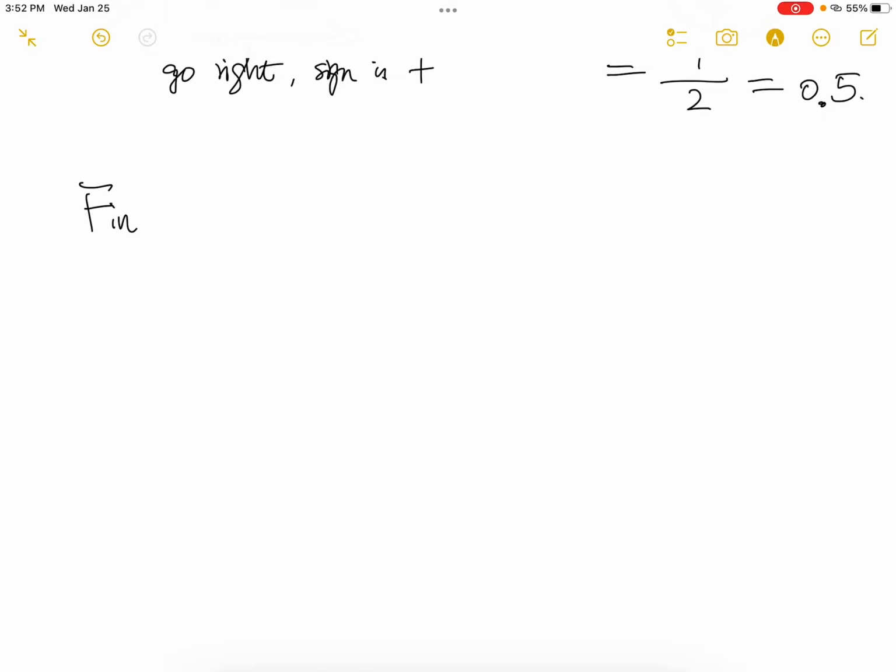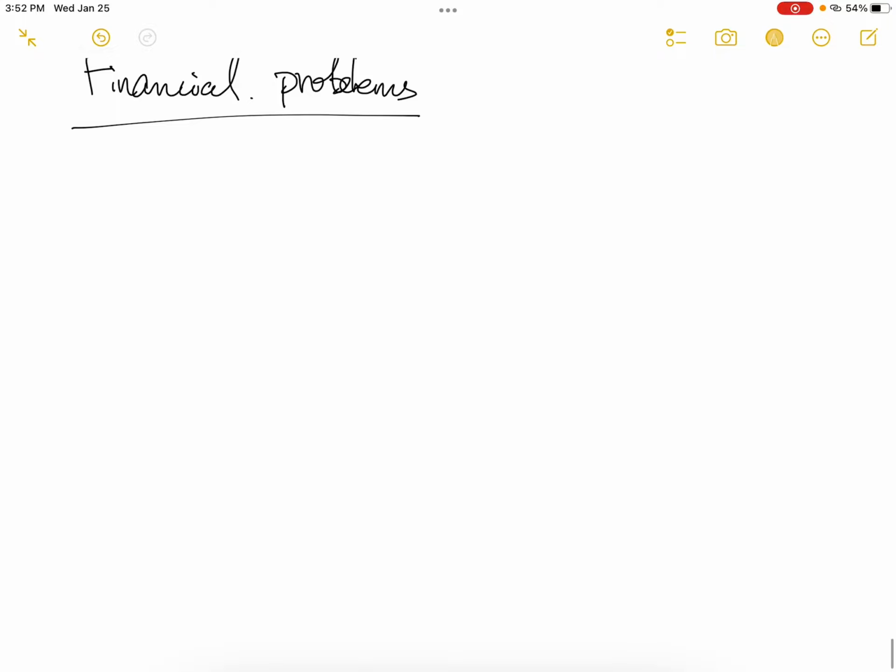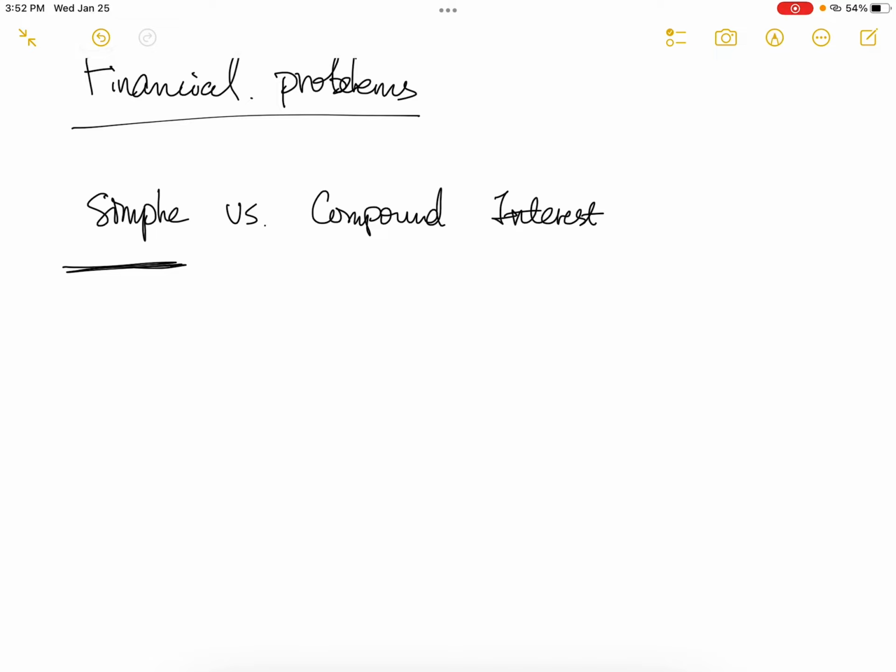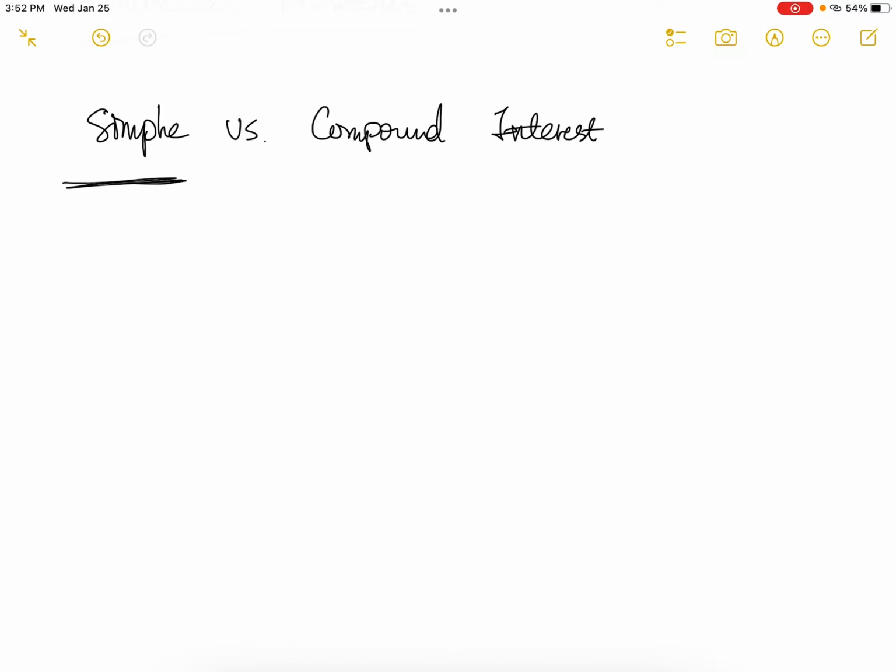Finally, let's touch on financial problems. And the only thing I want to talk about is, again, simple versus compound interest. Like I mentioned yesterday, simple interest is called simple exactly because of the way it's calculated. It's a simple calculation. Compound interest means that the interest is accumulating: the interest grows because the principal grows.